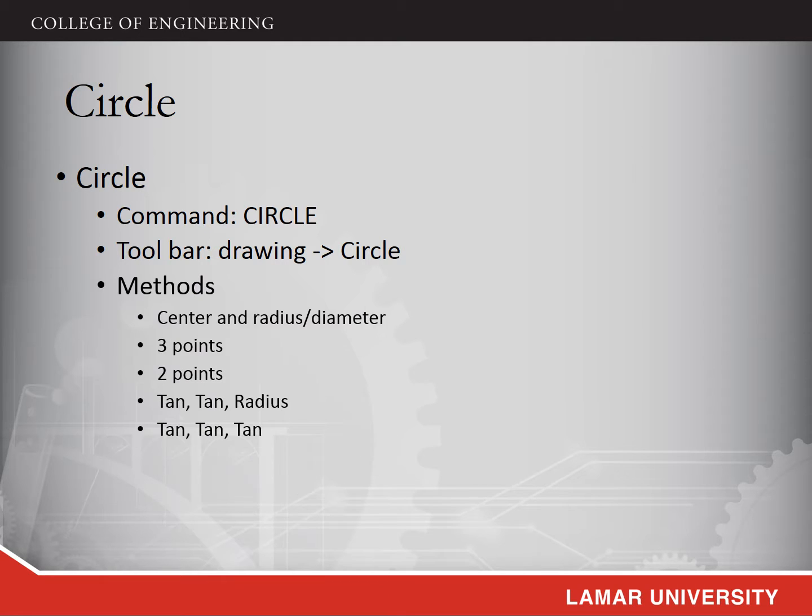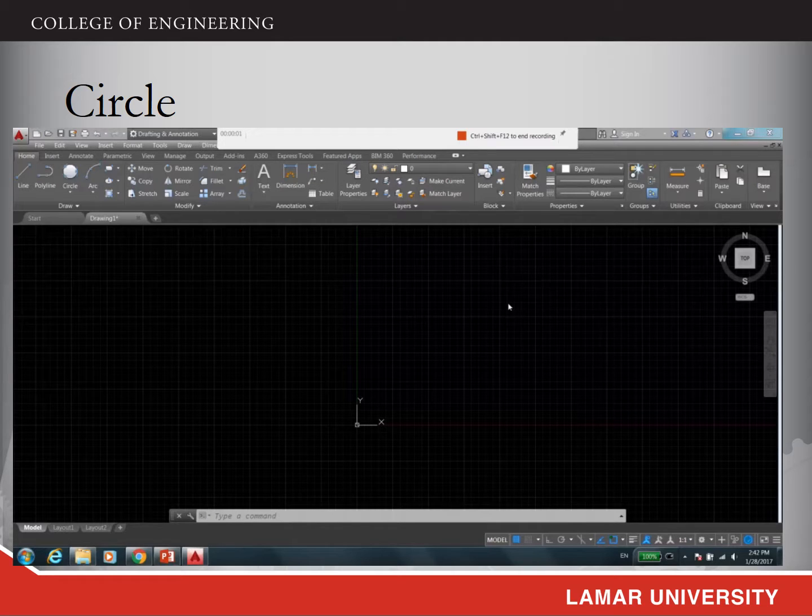In AutoCAD, there are 5 different methods for you to generate a circle. The first one is center plus radius or diameter. You can also use 3 points, 2 points, tangent, tangent, radius, tangent, tangent, tangent to generate a new circle. In the next couple slides, I will show you how to use all these methods and one example about the implementation of circles. Here I will show you how to generate a circle with different methods in AutoCAD.